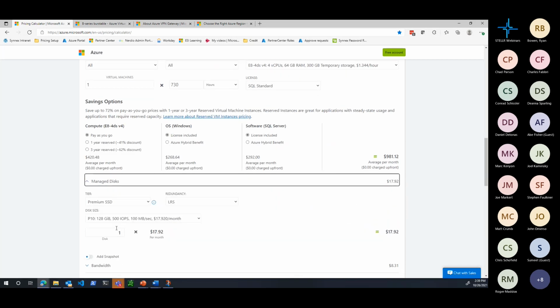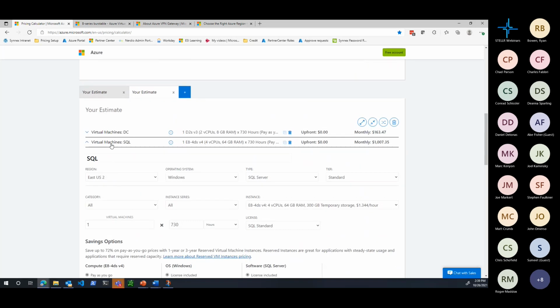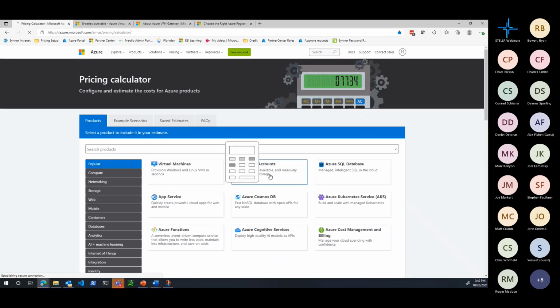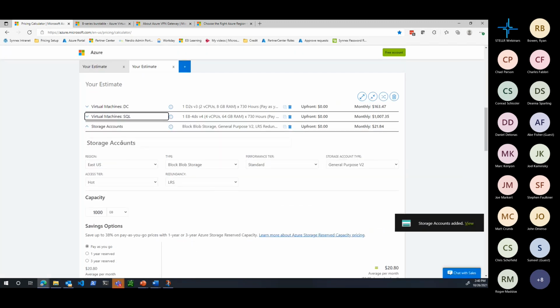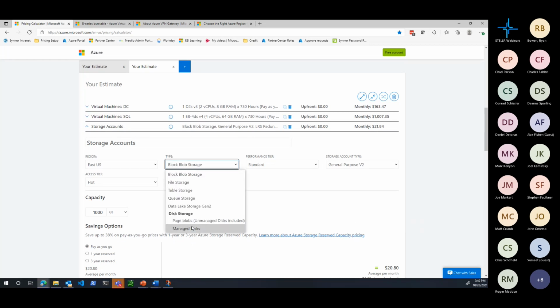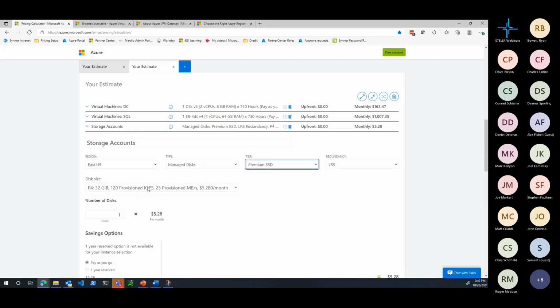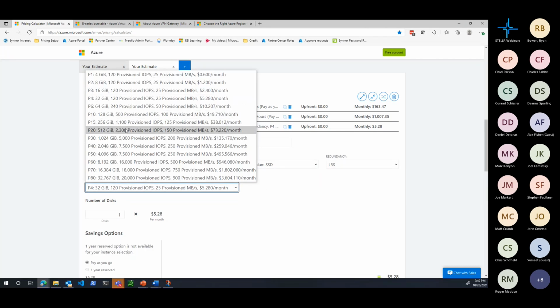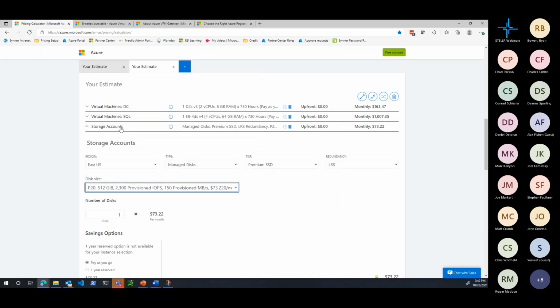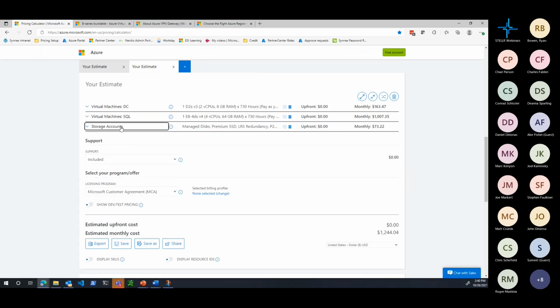Now I have that managed disk that I had, which is 128 gigs, and I need to have a couple more. And the pricing calculator likes to log me out occasionally. So I'll add this storage account underneath the SQL server here. And I'll put that managed disk and say, I need premium and I want 512 gigs. And that's going to be my data disk.